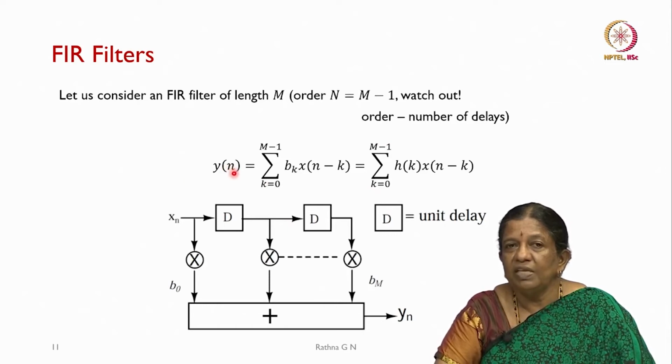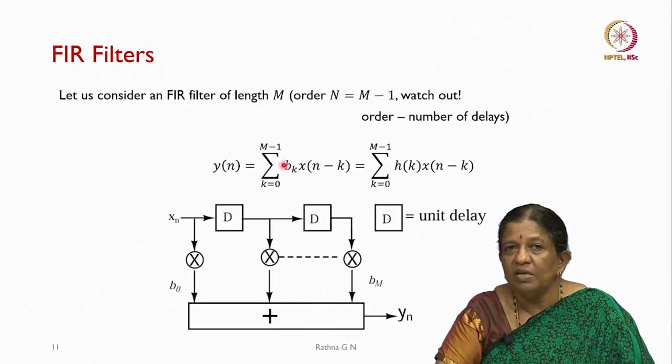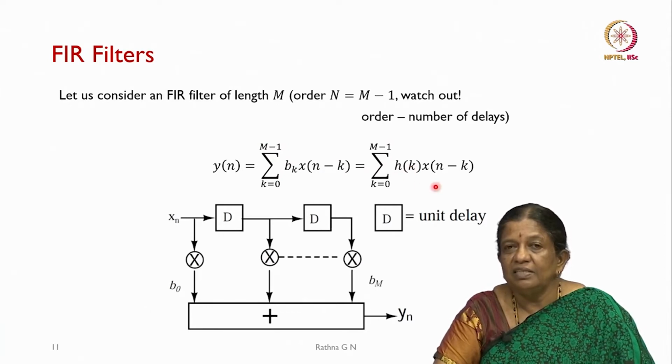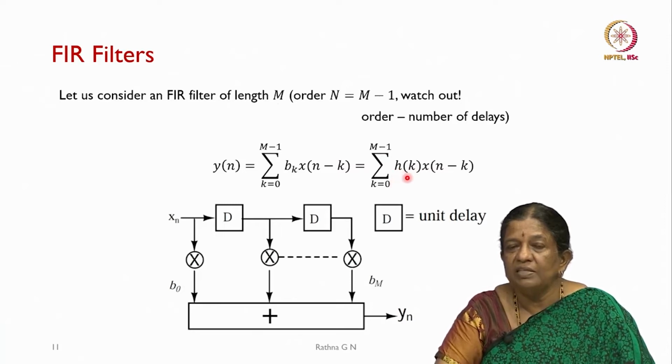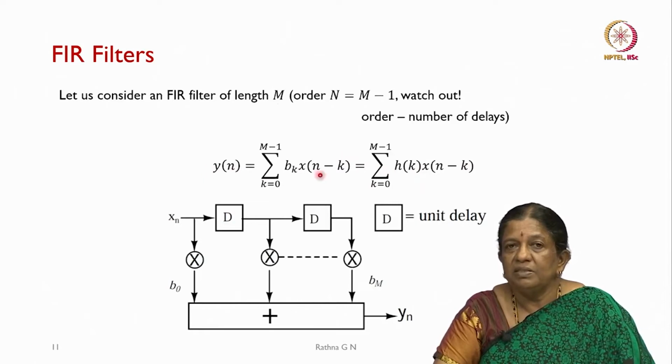We are given the equation y of n is equal to the sum from k equals 0 to m minus 1 of bk into x of n minus k, where x is our input and bk are our coefficients. Same thing we said, it is equivalent to convolution, where h of k is the impulse response and x of n minus k is your input. We can represent it in this way, but since we use filter coefficients, usually we represent it as bk.